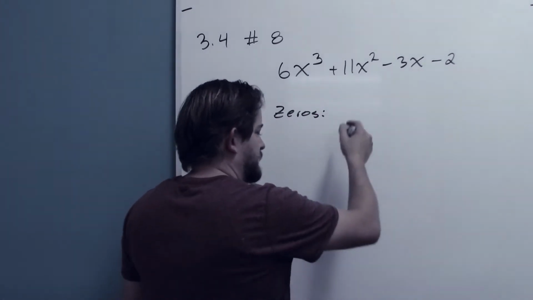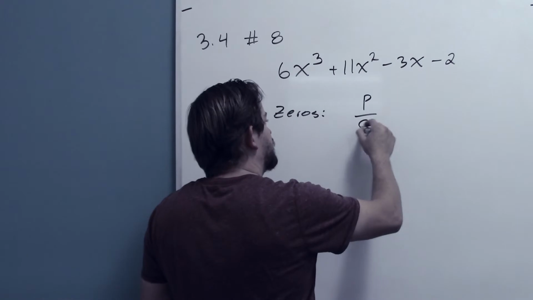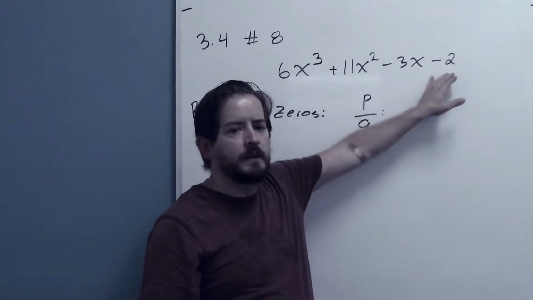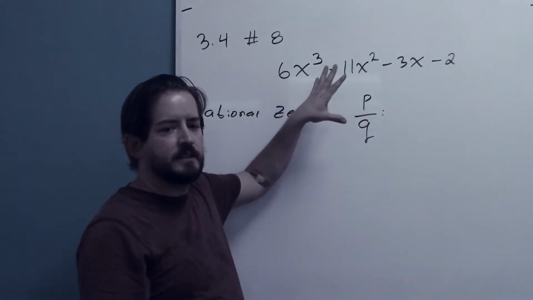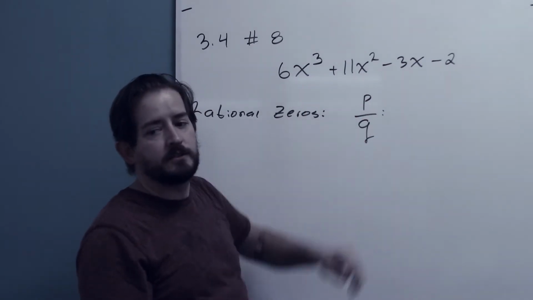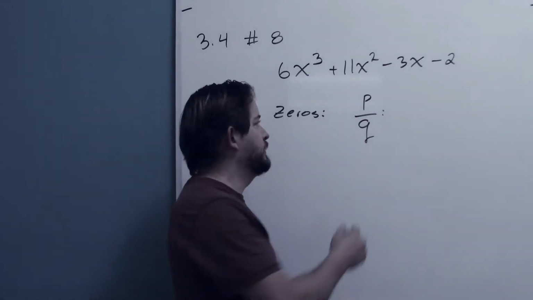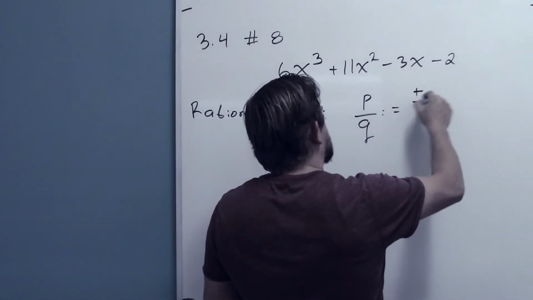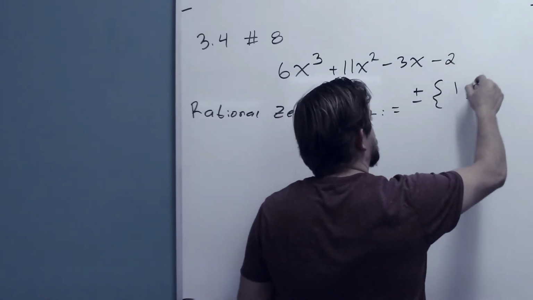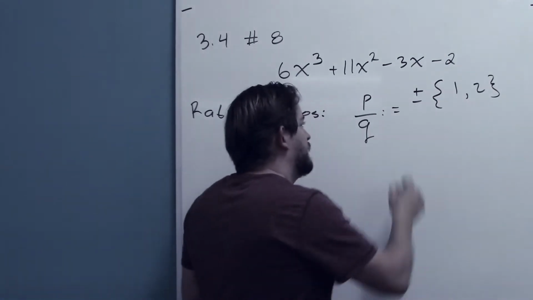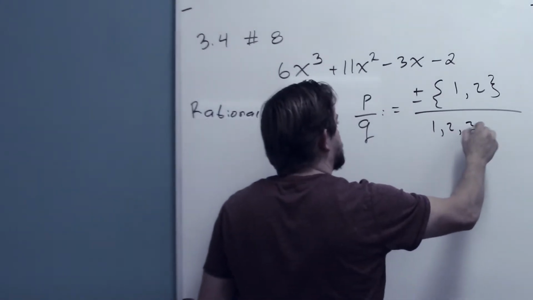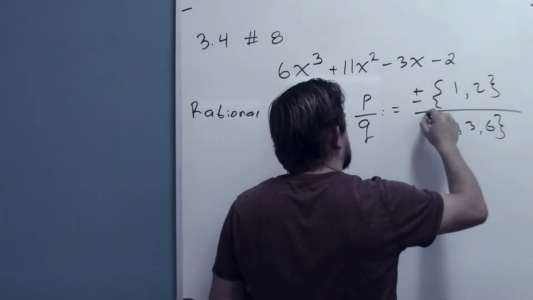The rational zeros theorem says that you're going to take your p over q, which is to say p is all of the factors of 2, and then q is all of the factors of 6, and that ratio is all of the possible rational zeros that you'll get, right? So that is to say, it's either a positive or negative. The factors of 2 are just 1 and 2, right? And then my q is all of the factors of 6, and those are 1, 2, 3, and 6.